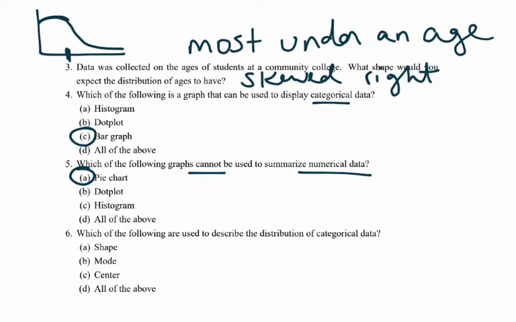And then number 6, which of the following are used to describe the distribution of categorical data? Remember, we don't use shape with categorical data because there's no inherent order to it. We don't use center. Instead, we call it the mode, and that's the one we use for categorical data.